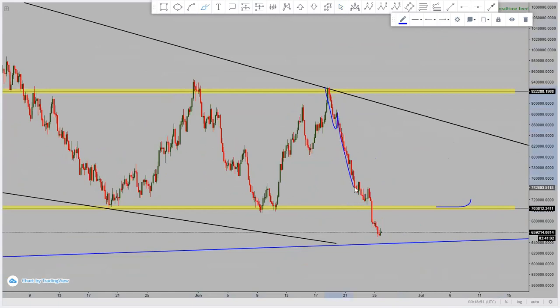Lower highs, lower lows, lower highs, lower high, lower low, lower high, lower low. So even if it comes here, it's still a lower high because it's lower than this one. Lower low. Then once you see a lower high being broken, that is now a shift in market structure.